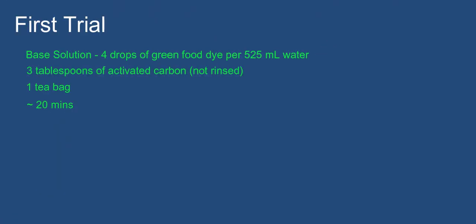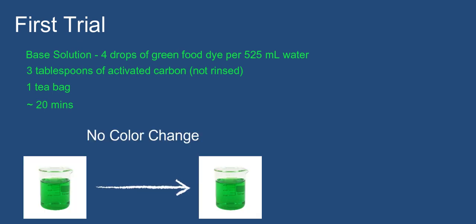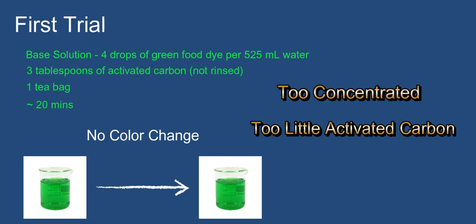In the first trial, we had the base solution contain 4 drops of green food dye per 524 milliliters of water and 3 tablespoons of activated carbon gravel in a single tea bag. After we ran the experiment for around 20 minutes, we saw no change in color, meaning that the solution was too concentrated or too little activated carbon was used.